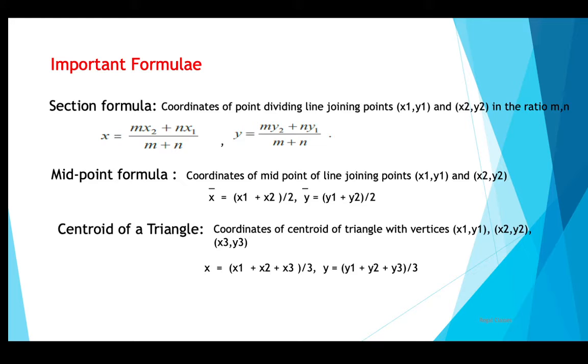Centroid of a triangle. What is a centroid? If you take a triangle ABC and take the vertex A and draw a line joining A and the midpoint of BC, then it's called a median. Draw similar medians from B and C, and all of them will pass through one common point, and that is called the centroid of the triangle. The coordinates of the centroid: x is x1 plus x2 plus x3 by 3, and y is y1 plus y2 plus y3 by 3.